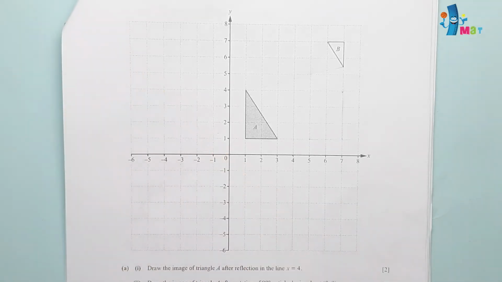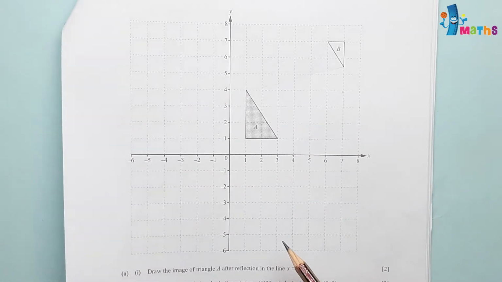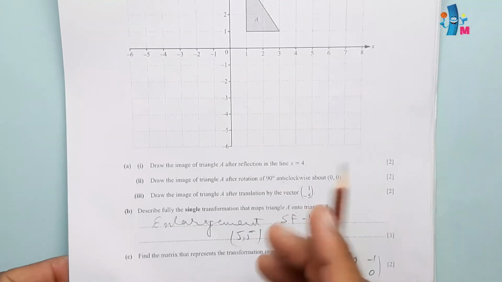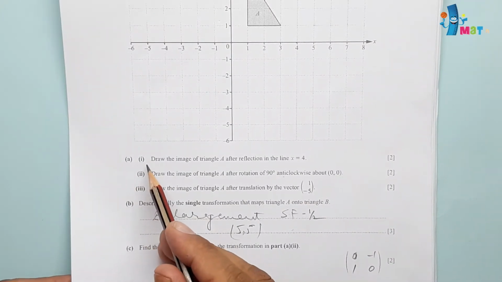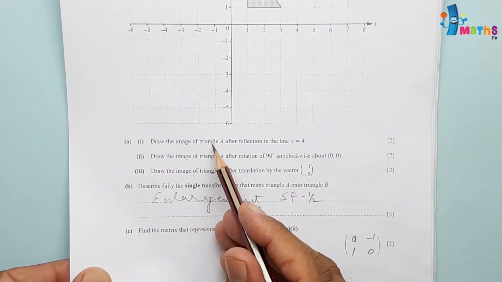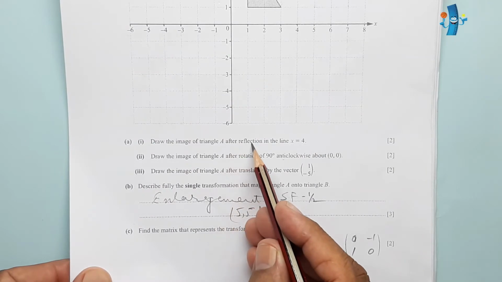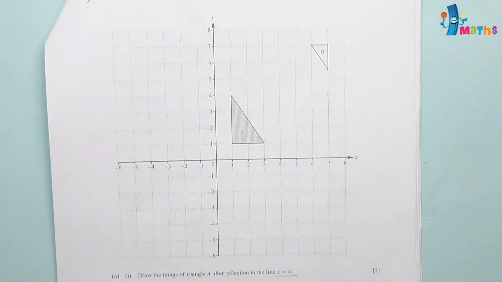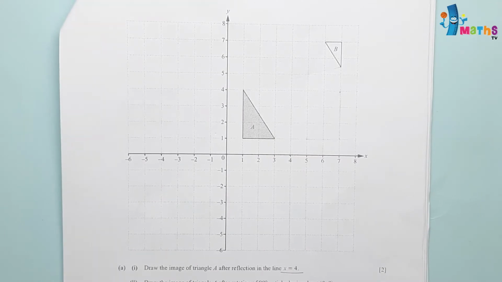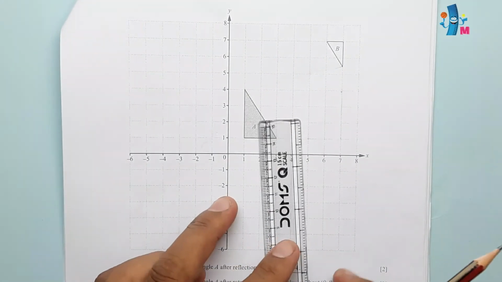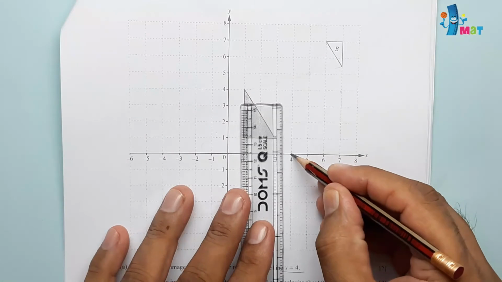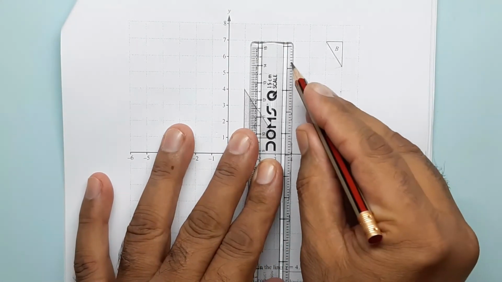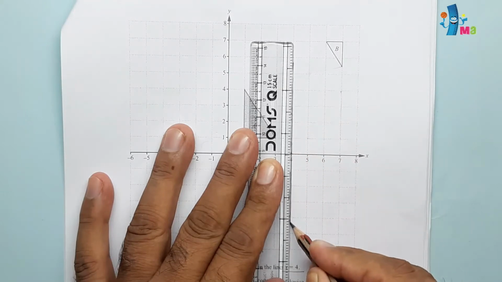Question number 3. This is a transformation question, triangle A is provided. Part 1, draw the image of triangle A after reflection in the line x is equal to 4. So the line x is equal to 4, first of all we will draw, and this is 4, so x is equal to 4 will be this line.